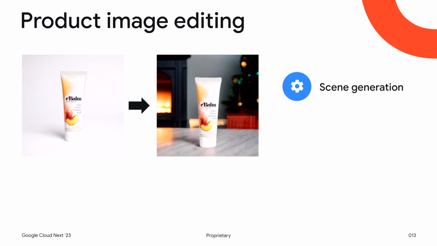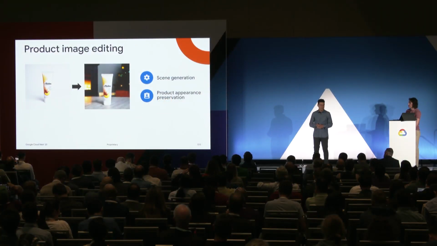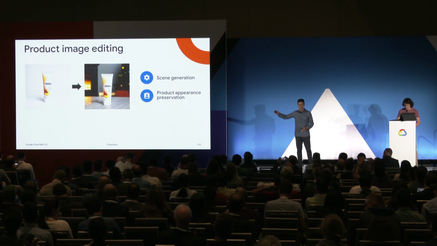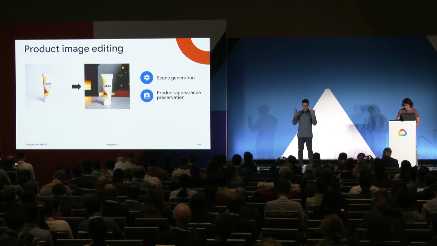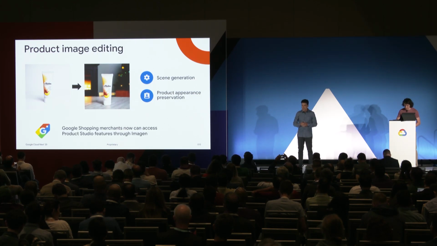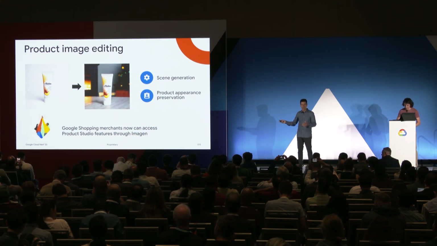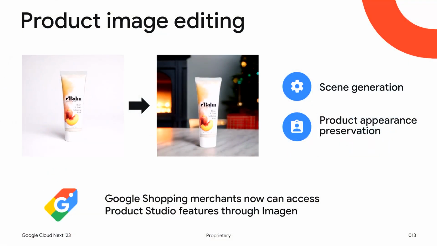You generate a scene around the product, but the other key capability with these models is you want to make sure that the product keeps the appearance, right? And in this case, the product has text, has visuals, so those are two key factors. And we're pleased that our Google Shopping team announced this capability earlier this year at Google I/O.